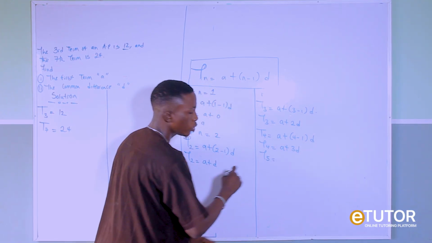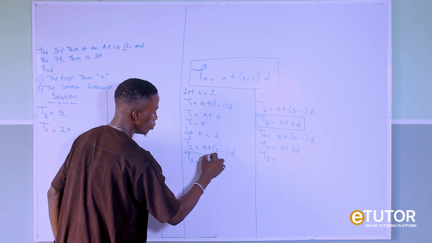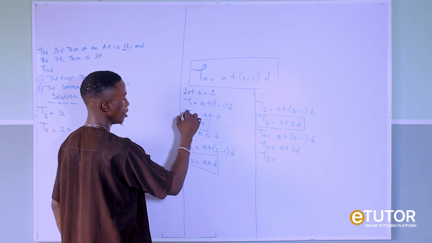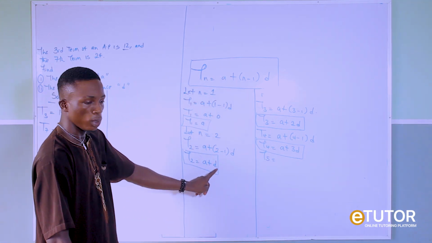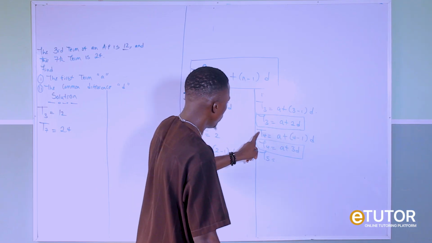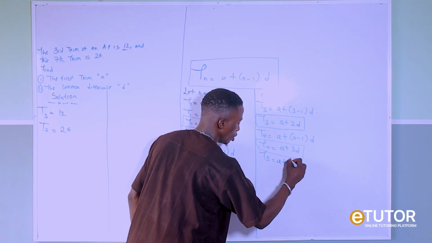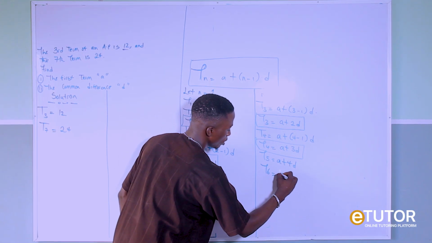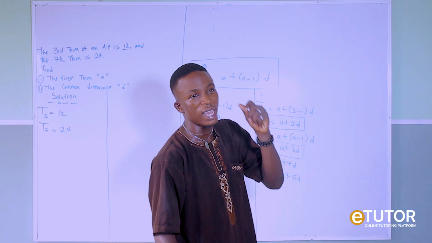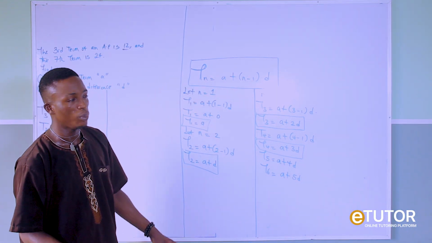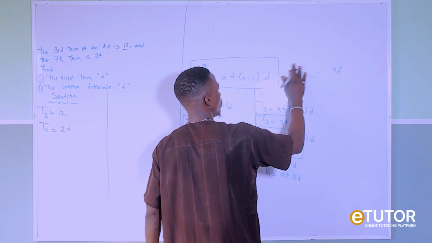T5, without solving at all, you should notice a trend already. T1 is a. T2 is a plus d. T3 is a plus 2d. T4 is a plus 3d. So T5 would be, without solving, just a plus 4d. T6 will be a plus 5d. So that is the trend. Each term in an AP has its own equation. So T100 will be a plus 99d, and so on and so forth.